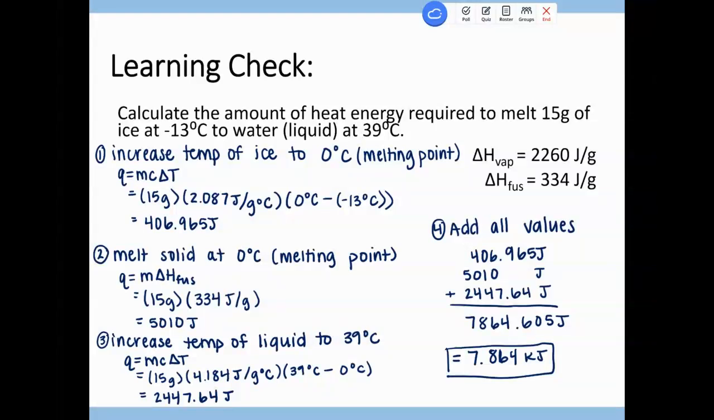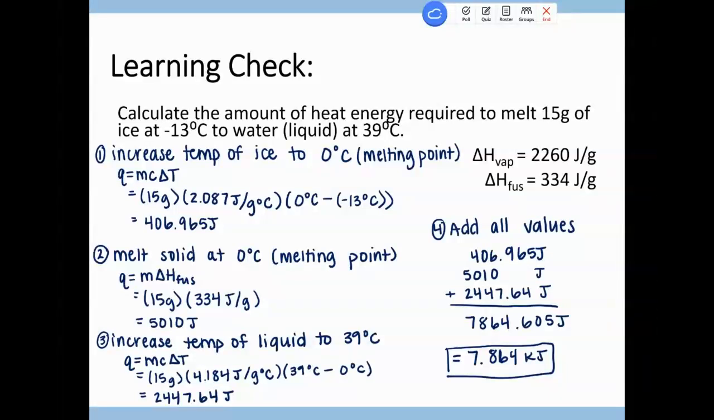But for phase changes, you have to remember to change the sign of the heat of fusion or heat of vaporization. For this case, we went from a solid to a liquid, so we use positive that requires energy. If you're doing a question where the sample goes from a liquid to a solid, that releases energy, so you just need to make that negative.